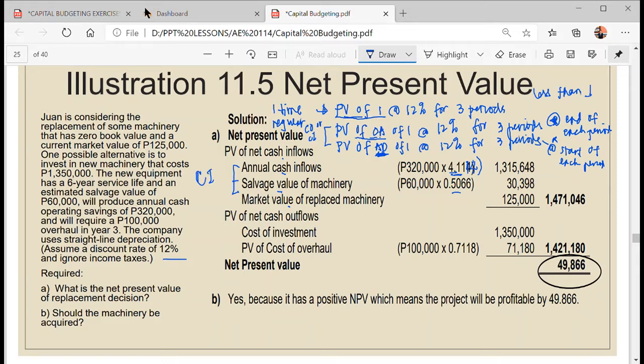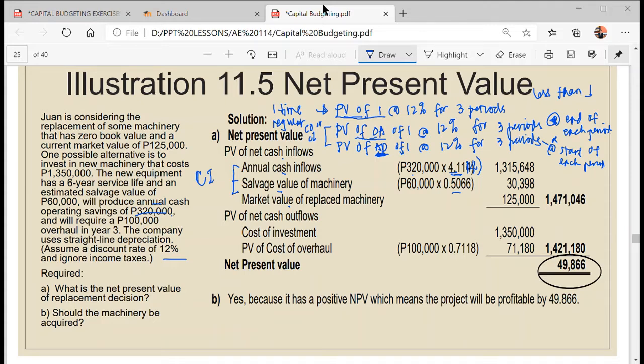Okay, so let's compute. The annual cash inflow is given here. It will produce annual operating savings of 320,000. It is annual, so every year. So if it is every year, we use an annuity. Since it does not say whether it is at the start or at the end, usually the inflow comes at the end of the year, so we use an ordinary annuity.